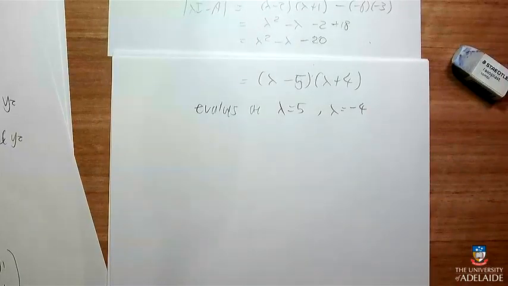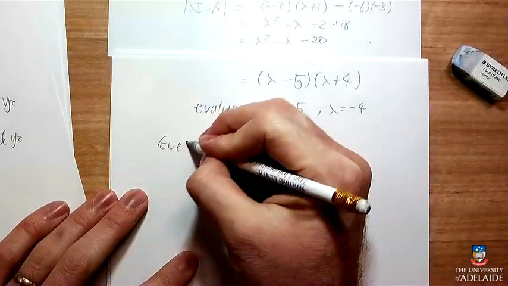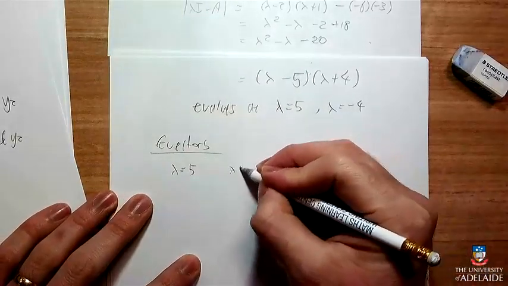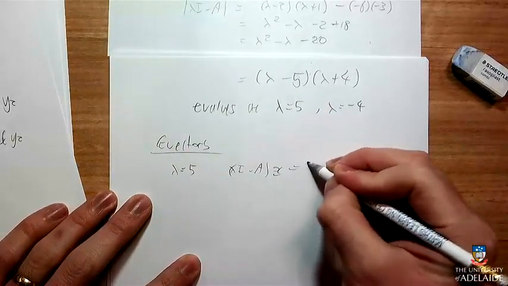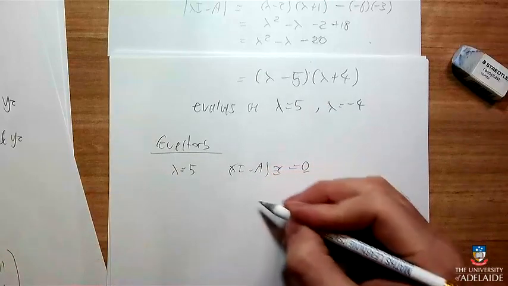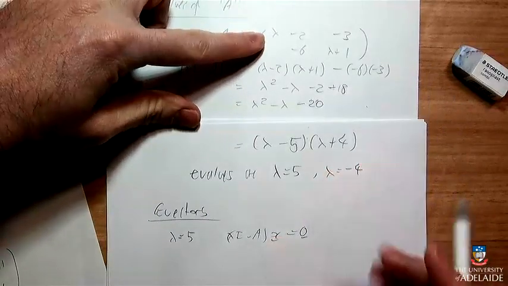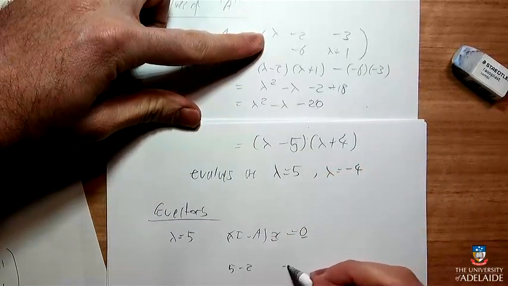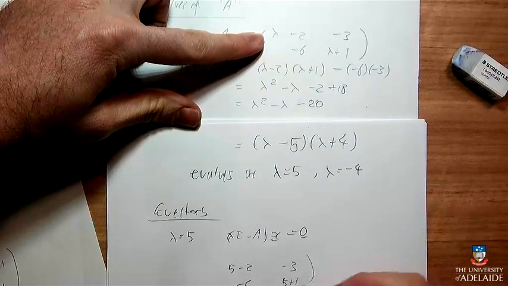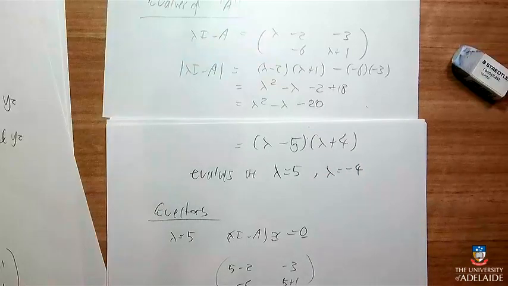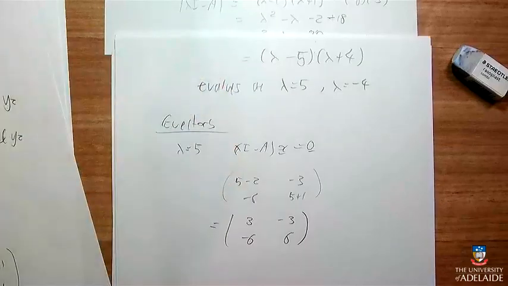Okay, and so I need to find the eigenvectors. When lambda equals 5, I'm going to get my lambda I minus A. That's what I need to solve. And so I'm going to sub in 5 into this matrix up here. So I'm going to get a 5 minus 2, 5 plus 1. So 3, minus 3, minus 6, 6. And already I can see just by looking, sorry guys, that one row is a multiple of the other row.